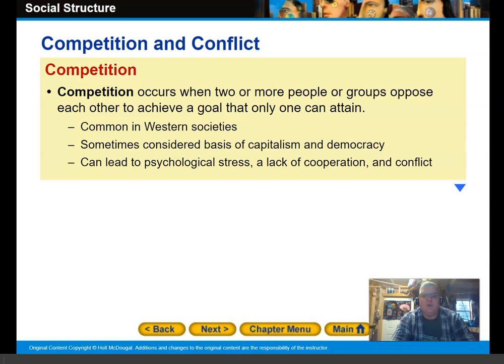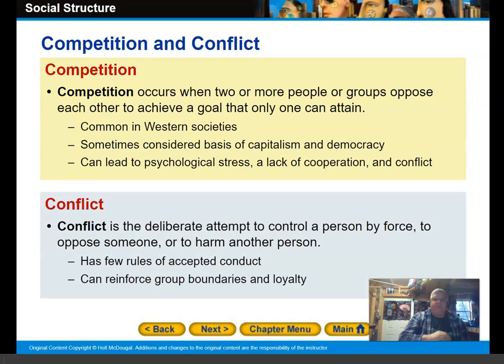Competition occurs when 2 or more people or groups oppose each other to achieve a goal that only one can attain. Common Western societies are very competitive. Sometimes considered the basis of capitalism and democracy, competition is seen as the source of capitalism and democracy. Competition can lead to psychological stress, a lack of cooperation, and conflict. So competition isn't necessarily the best, because often it leads to conflict.